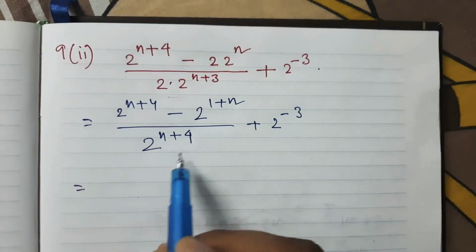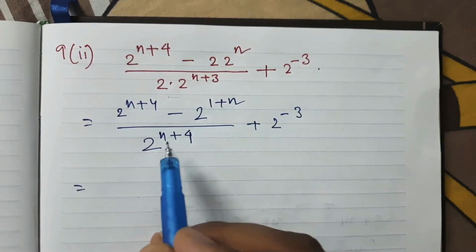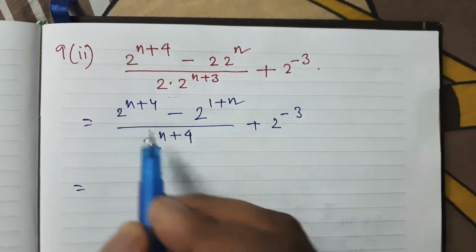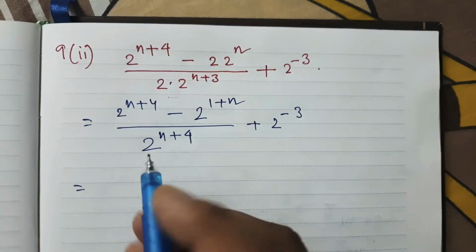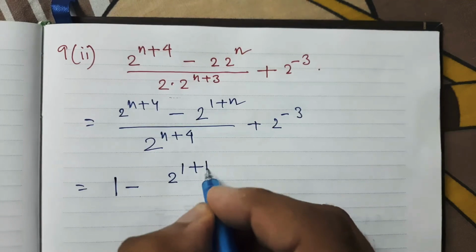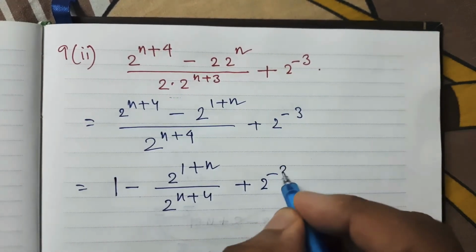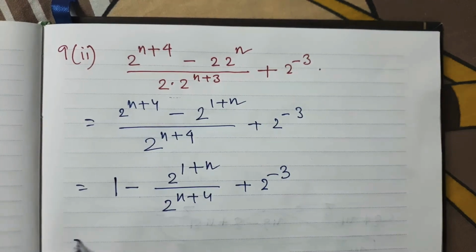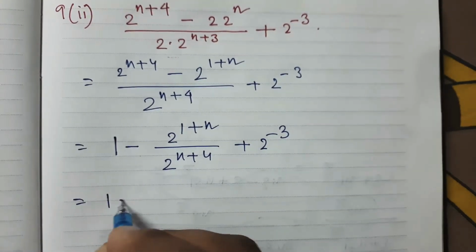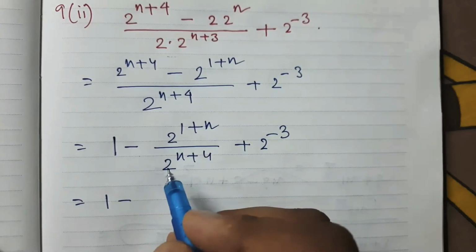Now I am just dividing this denominator in each of this term. So this by this minus this by this. Okay, so if you do this by this, both the terms are same. So it is going to be 1 minus this by this, 2 to the power 1 plus n divided by 2 to the power n plus 4, and plus 2 to the power minus 3. It was already there. Now 1 minus, here the base is same and division is there. So you can apply formula number 5.